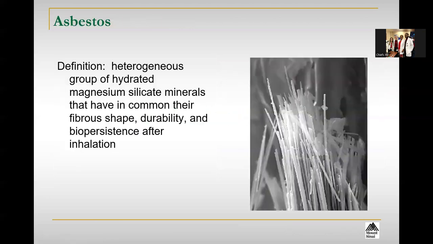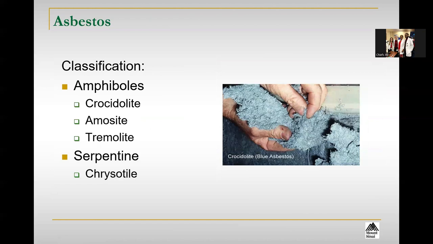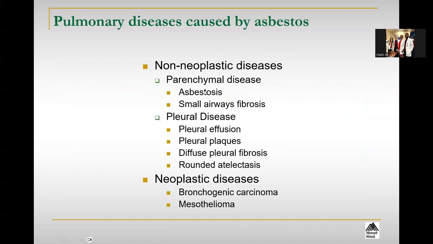So for asbestos, I'm just going to mention that there are several patterns of disease. There can be parenchymal disease with asbestosis, pleural disease with effusion, plaques, diffuse pleural fibrosis or rounded atelectasis, or neoplastic diseases. That can be bronchogenic carcinoma or mesothelioma. So not all of them are coexistent, and in fact, they may appear separately. The majority of people may only have isolated pleural plaques and not necessarily interstitial lung disease, which is what asbestosis is.